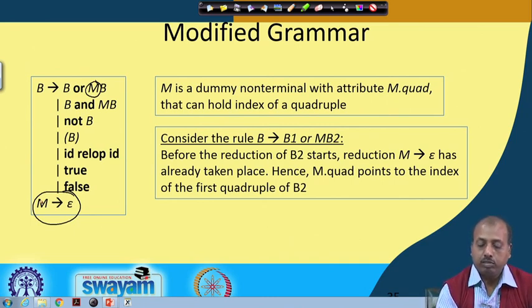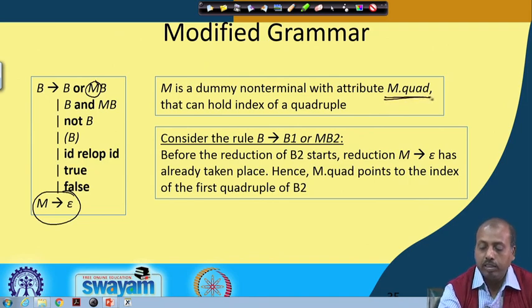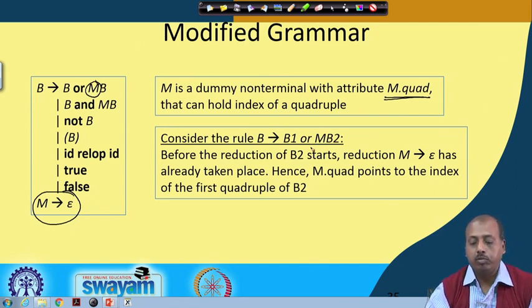So, this M has got an attribute called M dot quad that can hold the index of a quadruple. So, you can say M dot quad equal to some quadruple value. That will hold, that can be assigned, some index of a quadruple. Now, how is it going to be used?